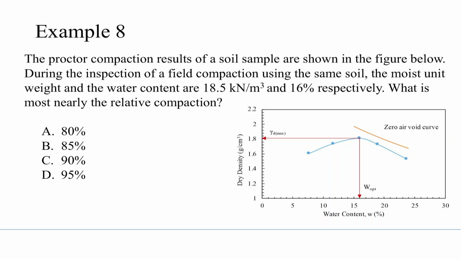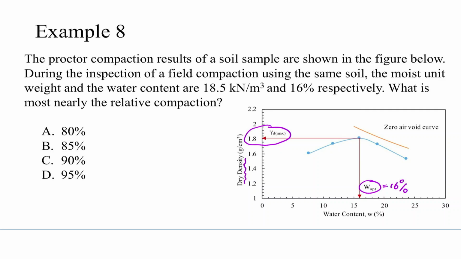Soil compaction is definitely on the testing scope, and so from this problem, we have the Proctor compaction test results. We have the curve, and from the curve, we can find out the maximum density, specifically the maximum dry density. This is really important over here. And we also have the optimum moisture content from the Proctor compaction. So this is about 16%.